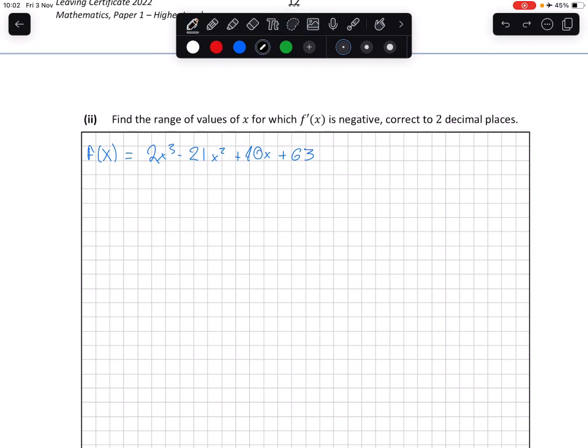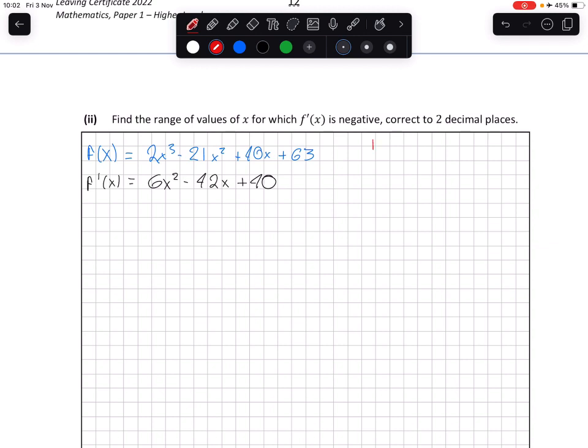So we find f prime of x, that's going to be equal to 6x squared minus 42x plus 40. This is just regular differentiation, so I'm decreasing the power by 1 and multiplying by the old power. And what we have now is a quadratic. But what form do quadratics take? Well, first of all, it can either be positive or negative. If it's positive, it's U-shaped. If it's negative, it's N-shaped.